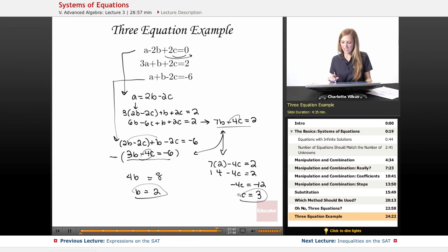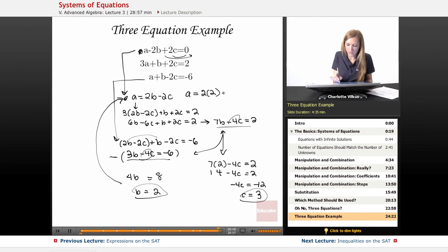Now that I have these two variables, I just plug in to my original equation. I can either go all the way up here, or I can just go right here. Because a is already in terms of b and c right here, that's the one I'm going to want to go to. So if I take a equals 2 times 2 minus 2 times 3, I'm going to have a is equal to -2. And that would be my final answer.